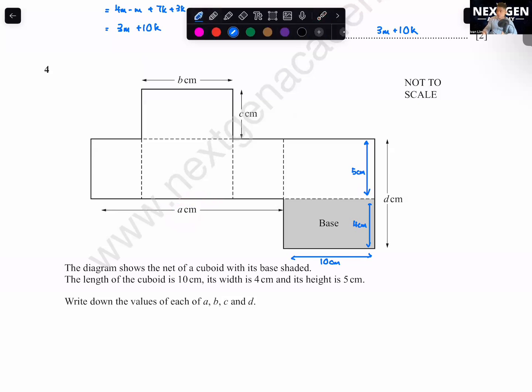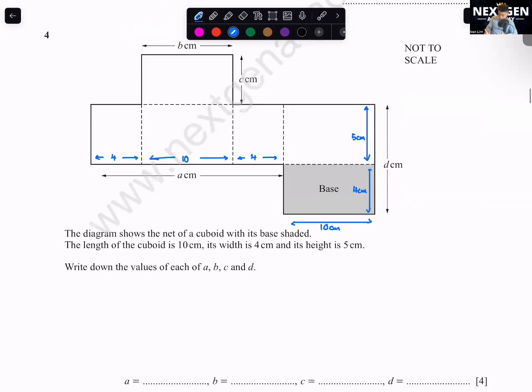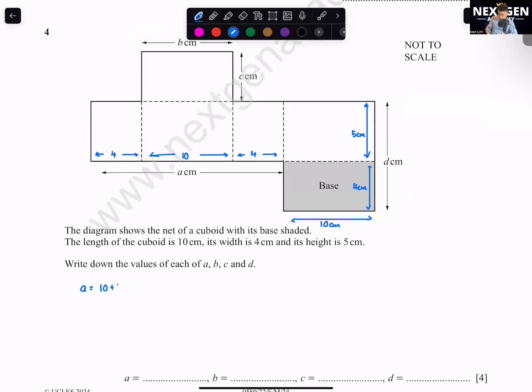A is made up of, this is 10. The two parts here is how much? Okay, this part, this part. So you have to see how it's being folded. This one will go here, right? This one is the side, right? Can you see? So here is 4. Here is also 4. Both sides here is 4. So my answer here is A equals to 10 plus 4 plus 4, which is equals to 18.